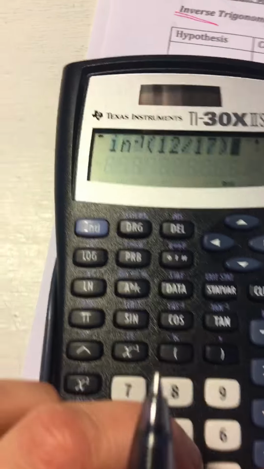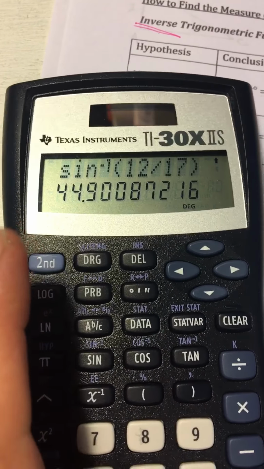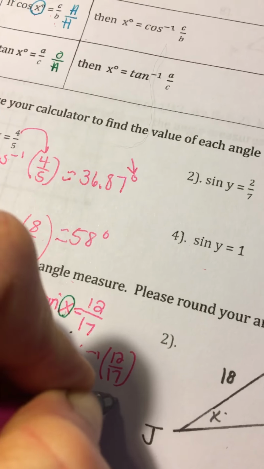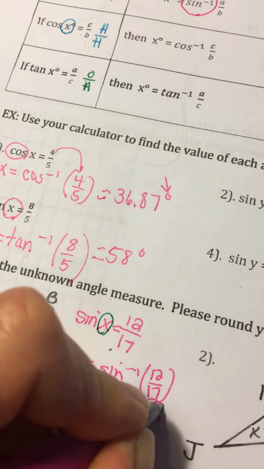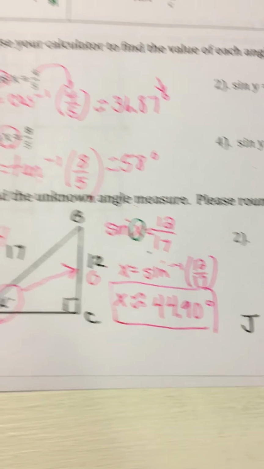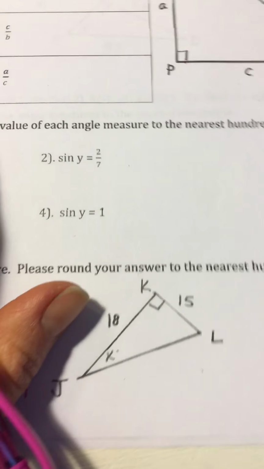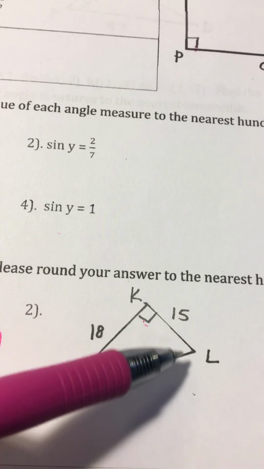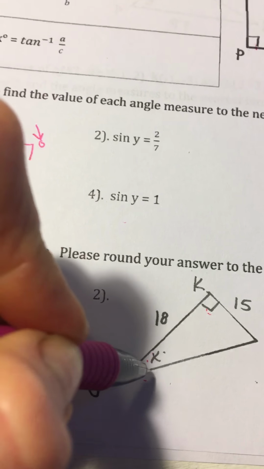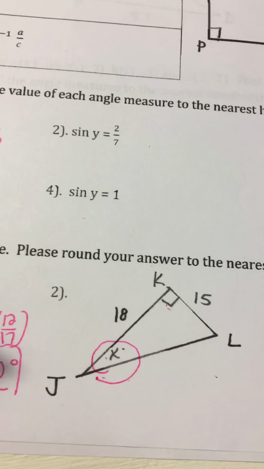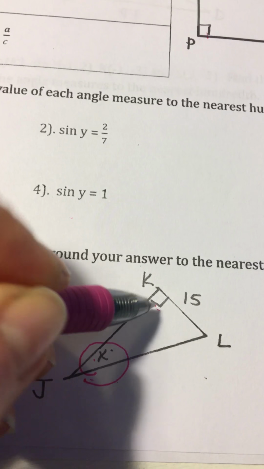When you plug that into your calculator, clear this out, inverse sine of, what was it, 12/17? Yep. Close my parentheses, enter. 44.90. And again, put your degree symbol up there, and it says 2 places, so you have to include that 0. Let's do one more. In this case, right triangle, 2 angles missing. In particular, we're looking for x. So I'm going to circle that. That's my reference angle. Label my sides.